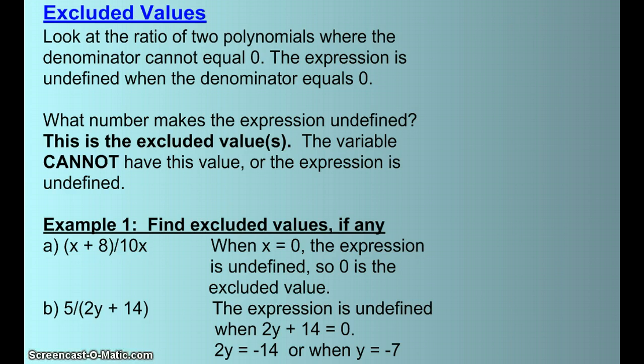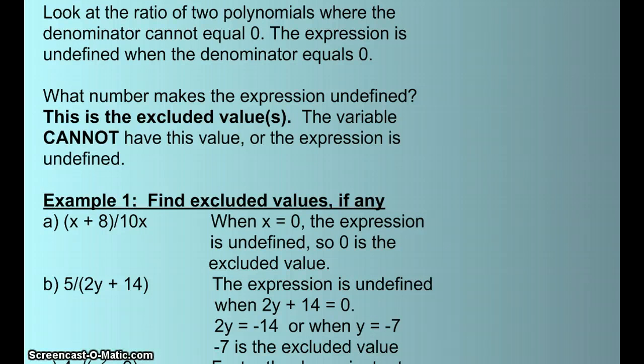This is called an excluded value. The variable cannot have this value, or the expression is undefined. So let's take a look at this first example. X plus 8 divided by 10 times x. 10 times x is the denominator. What number can x not be, or the expression will be undefined? Well, x here cannot be equal to 0 because that would make the denominator 0. So 0 is the excluded value.